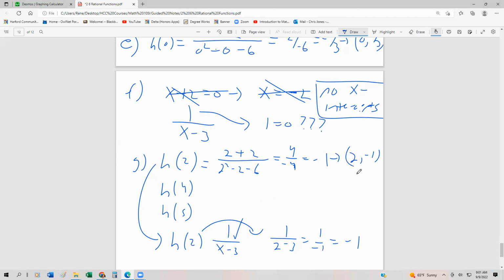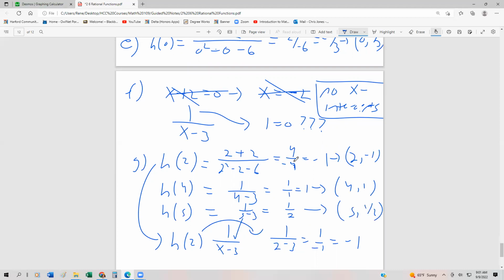At 4, we would have 1 over 4 minus 3, which is 1 over 1, which is 1. So we have the point 4, 1. And then with 5, we'd have 1 over 5 minus 3, which is 1/2. So we'd have the point 5 comma 1/2.